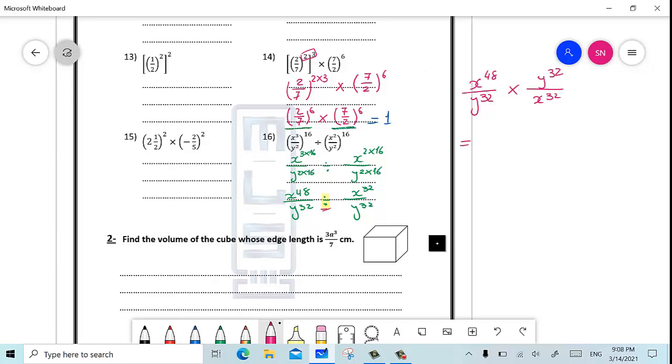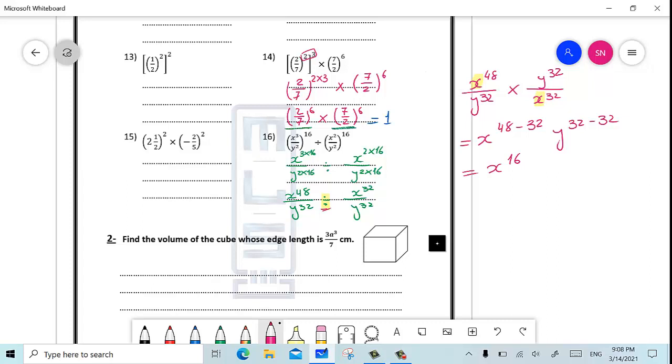Great. Now I have x as a common base in both of them. So I will have x to the power of 48, and I'm going to divide it by x to the power of 32. So x to the power of 48 minus 32. And for the y, I have y to the power of 32 minus 32. So at the end, I will have x to the power of 16. Hope it's clear now, prep 1.